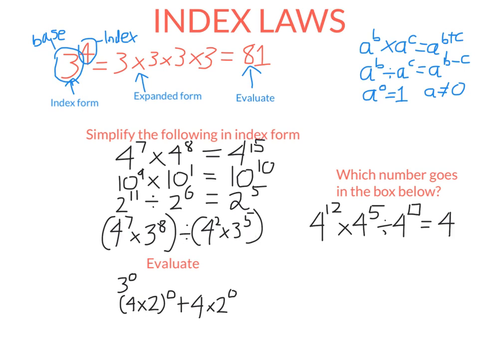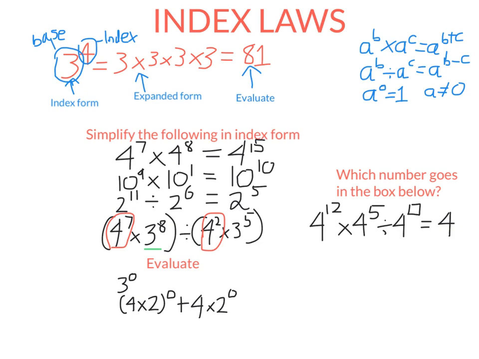So how would we do something like this? Because we have 4s and 3s. Well, these index laws, the first 2 index laws, only work if you have the same base. So I can't times 4 and 3 together to get 12 to the power of 15. It doesn't work like that. What I have to do is I have to do the 2 4s separately. So these two have a base of 4.